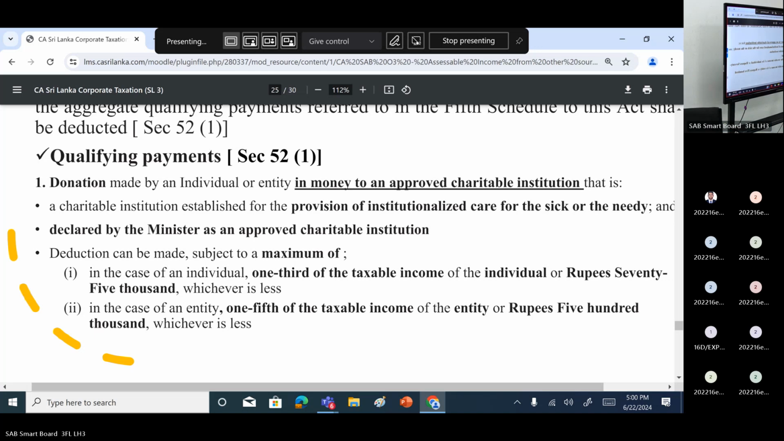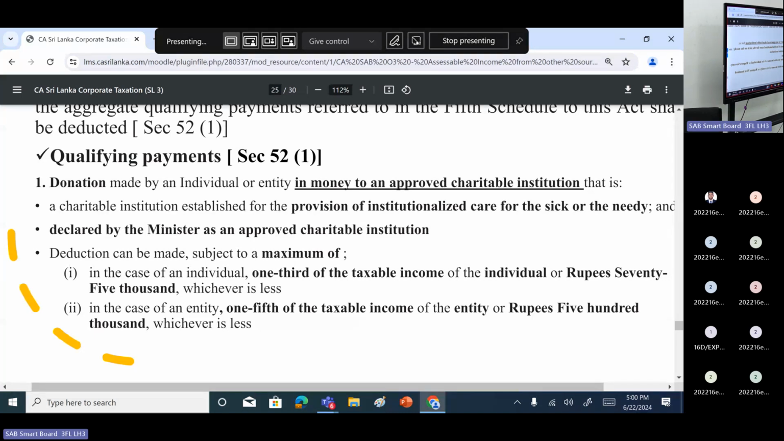No. Are we good to go? Or can I ask a question? Any question? It says 1/5 of the taxable income in case of the entity, in case of the individual, 1/3. But we work out the taxable income.